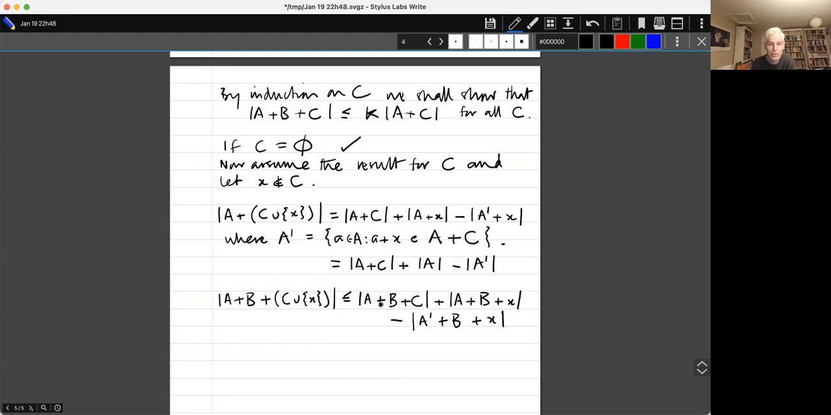And let's see how we can bound these. So A plus B plus C, well, that we've got, we're assuming the result for C. So by induction, that's less than or equal to k times the size of A plus B. What about A plus B plus x? Well, that has the same size as A plus B, and we already know that the size of A plus B is at most k times the size of A.